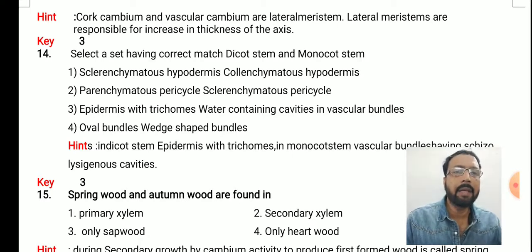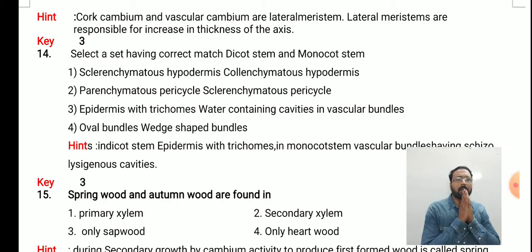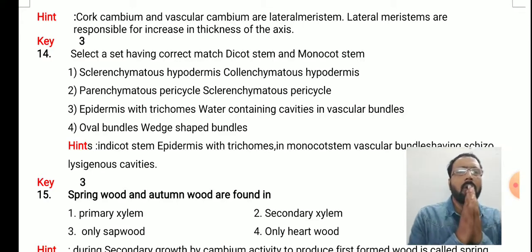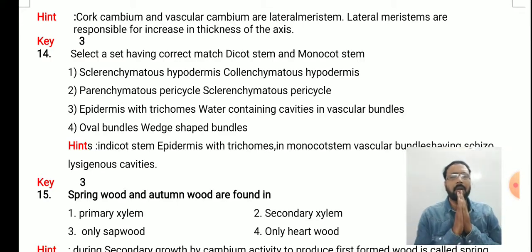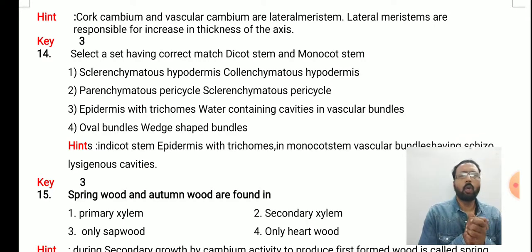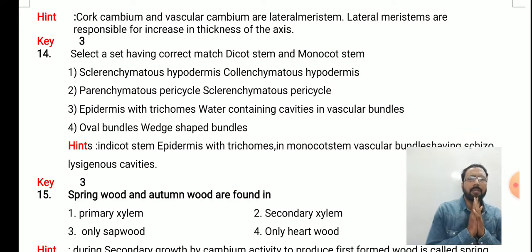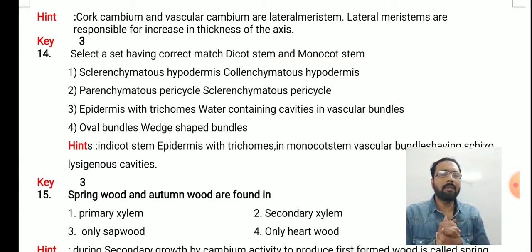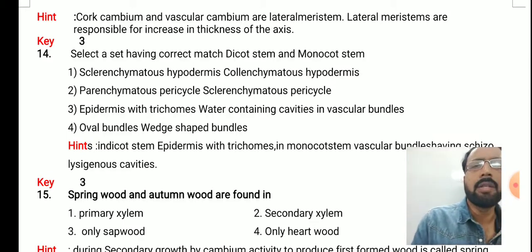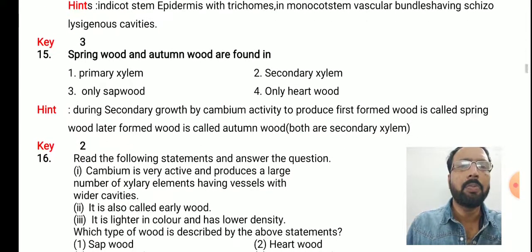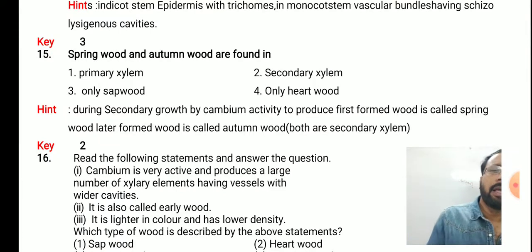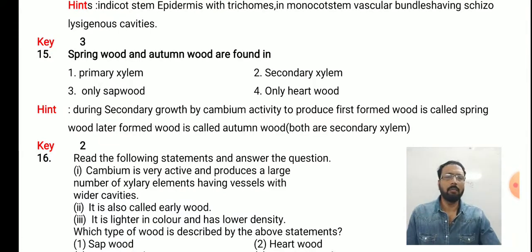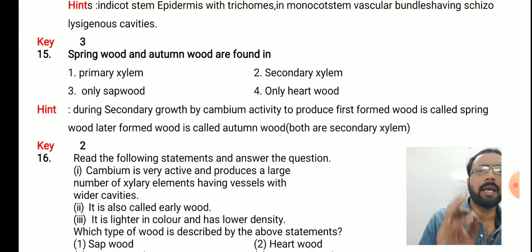Select the set having the correct match of dicot stem and monocot stem. Yes, look at this: sclerenchymatous hypodermis is not present in dicot stem, so the first option is not correct. Parenchymatous pericycle, no. Epidermis with trichomes, yes, in dicot stem trichomes are present. In monocot stem, water containing cavity in vascular bundles. Yes, so the answer is the third option. Next, spring wood and autumn wood are found in which? They are always present in secondary xylem.